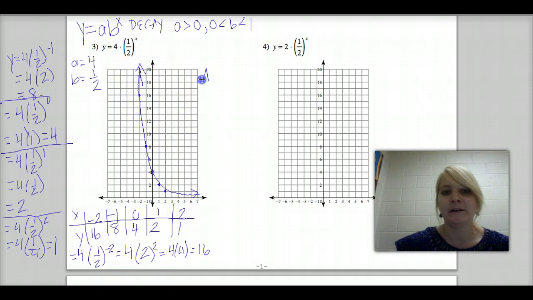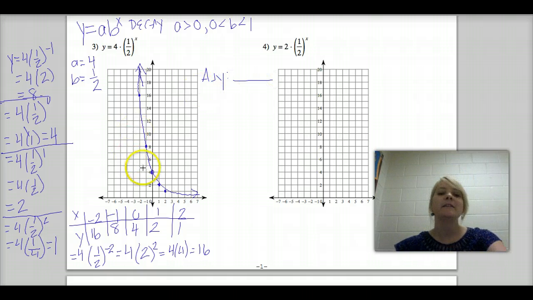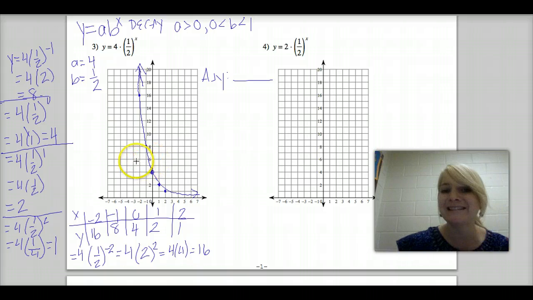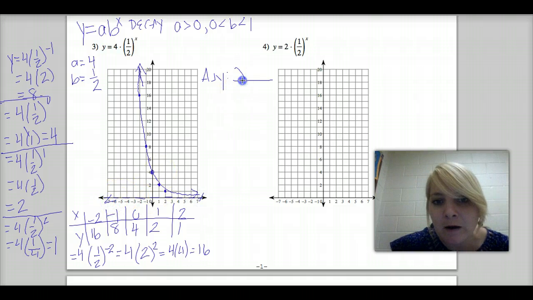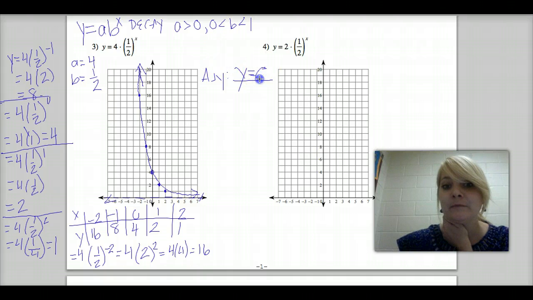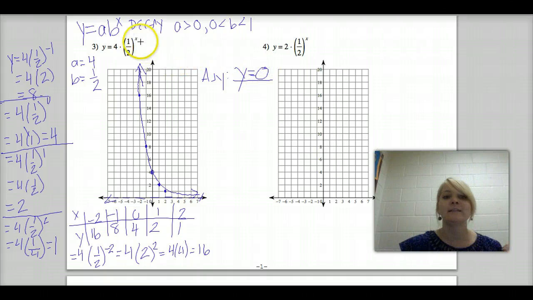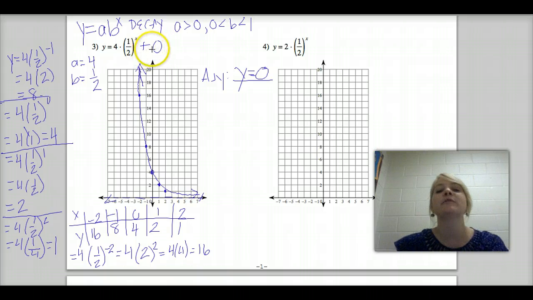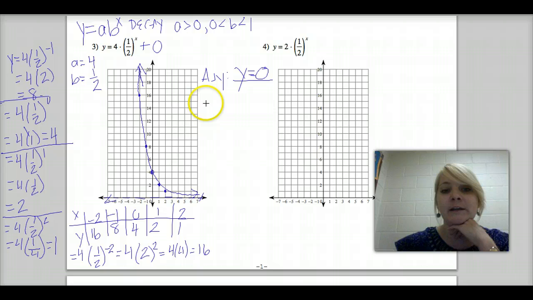Now I do want to go ahead and identify our asymptote, and once again our asymptote is the line that our exponential function approaches but doesn't quite touch, and for this it's on our x-axis, so it's y equals 0, and it's the same setup of what we looked at yesterday and today in class. You can think of that as a plus 0. So any value you're adding or subtracting will be your asymptote.